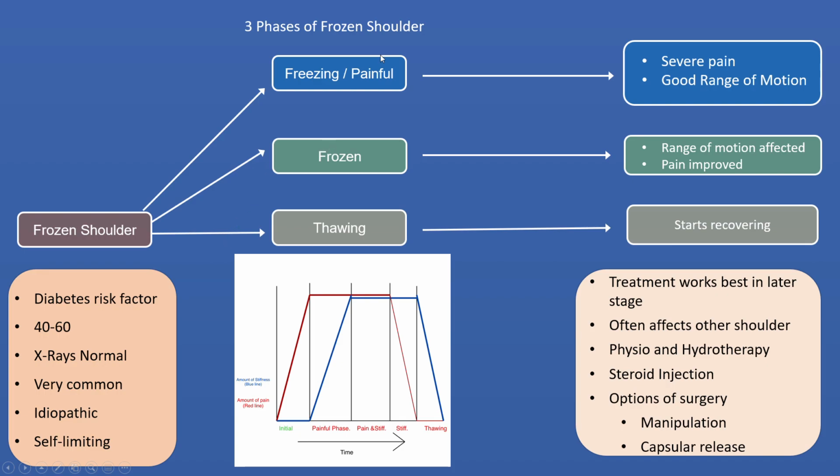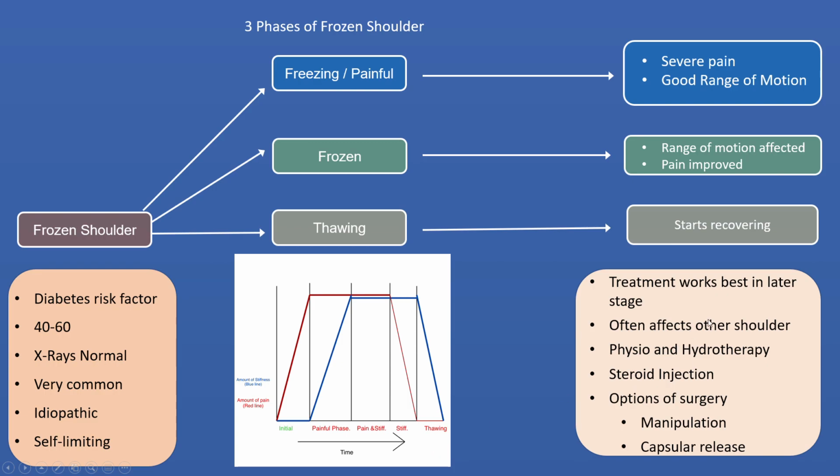It goes through three phases. First is the freezing painful stage, where there's severe pain but they still have good movement. An ultrasound at the time might show bursitis, but it's not caused by that. Then the frozen stage, where the motion drops off, but the pain might start to improve at the end of that phase, and then the thaw, where everything starts recovering. I like to think of it as four stages. If we think of the amount of pain or stiffness being in the Y direction, and the X direction being time, initially there's no pain or stiffness, then they develop pain but no stiffness, then they develop pain and stiffness. The stiffness and pain continue until the pain starts improving, and then later on the stiffness starts improving.